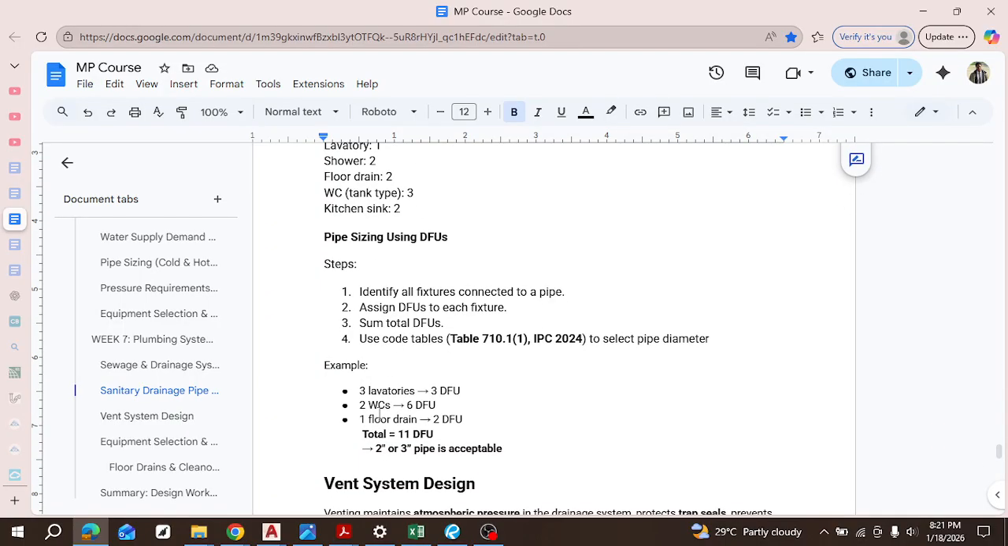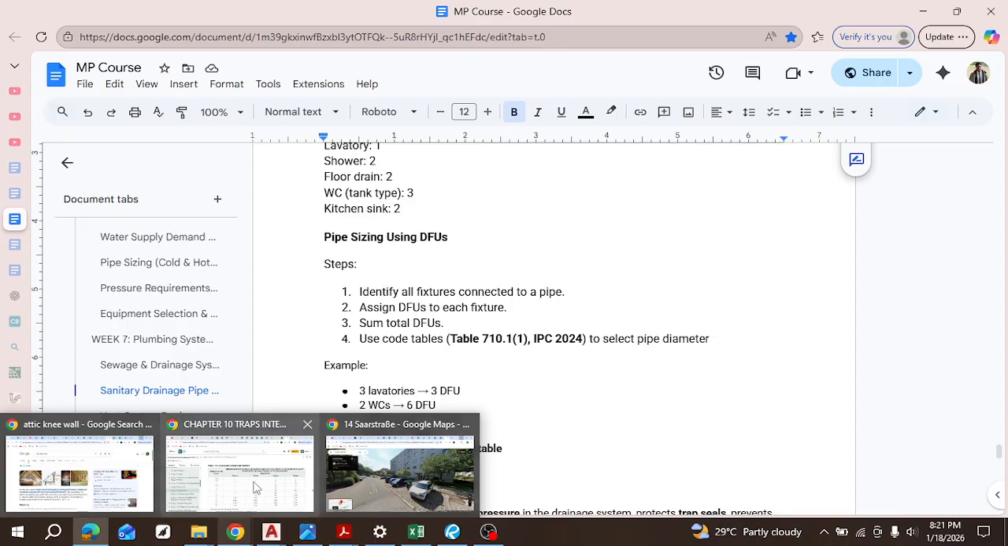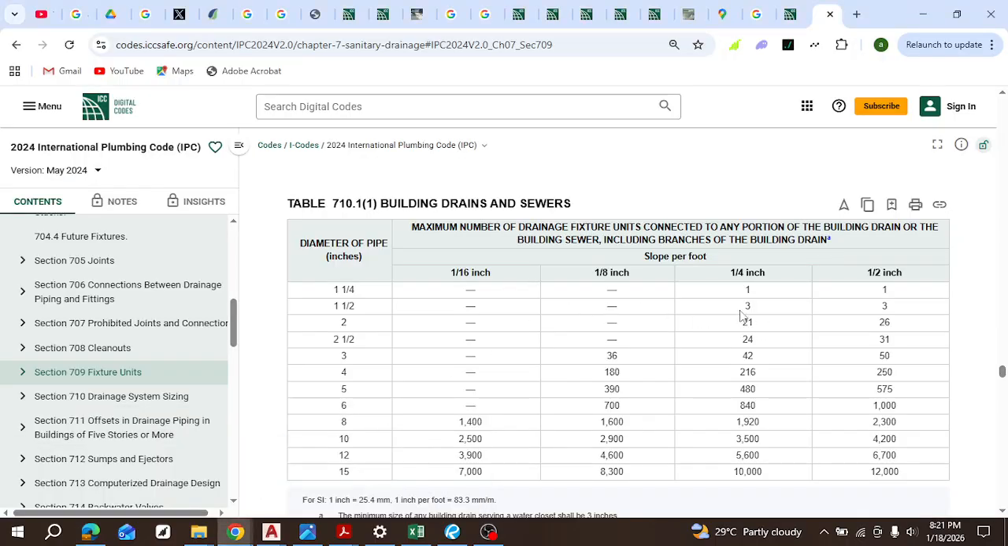Okay, this is an example now. So you see this is a layout of available fixtures in a building. So it came up to 11. So let's check what 11 DFU is going to give us. So 11 is somewhere here, right? So that means you are going to use a slope of 1/4 inch per foot, and then go this way, and the pipe size for that main pipe that drains all those available fixtures will be about 2 inches in diameter, right?